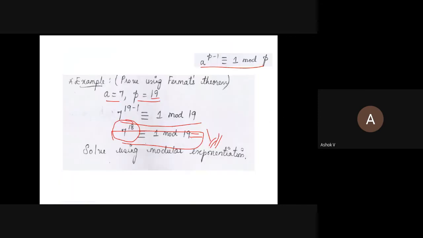So we are proving that 7 power 8 mod 19 will always yield the result as such. Using the modular exponential, we are just proving. We have already proved that 7 power 18 mod 19 will always yield the result as 1. So using modular exponentials, we are proving that. In the modular exponential, we are converting the exponent 18 as here.